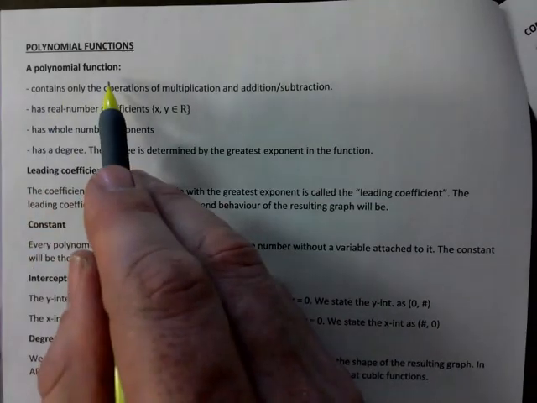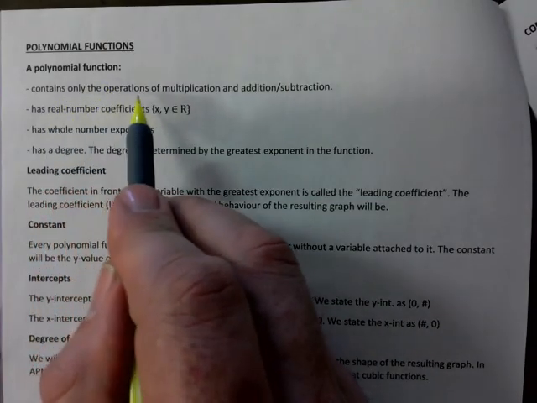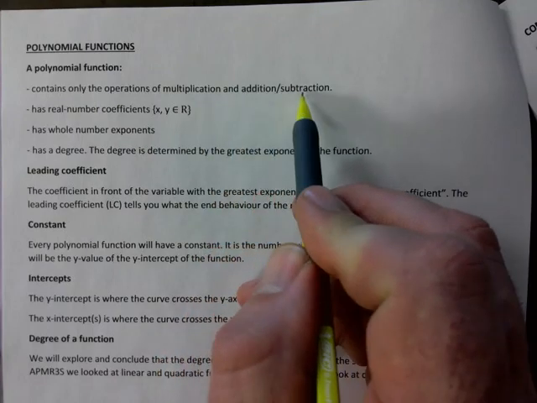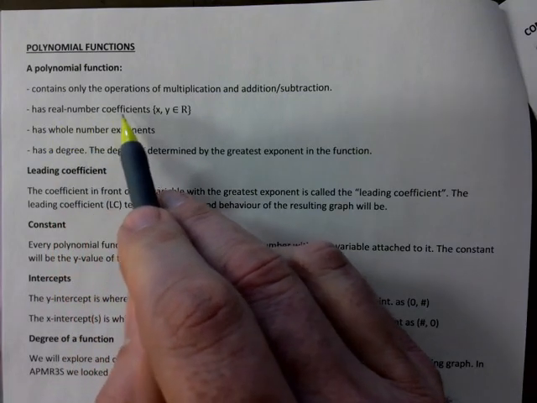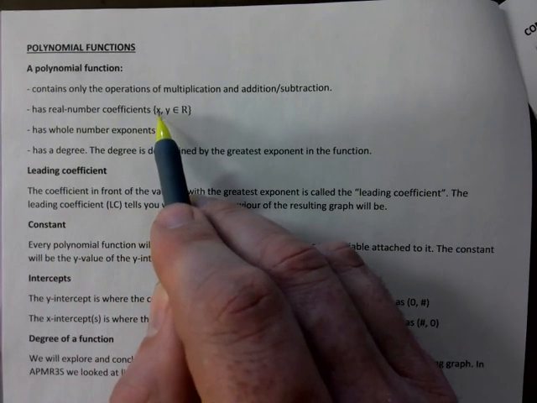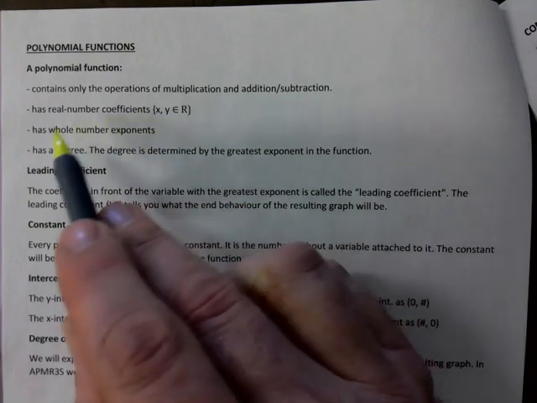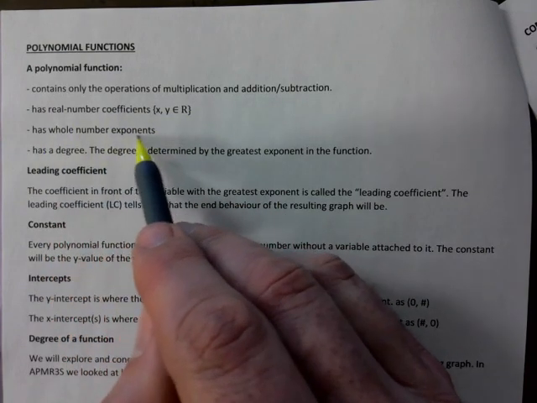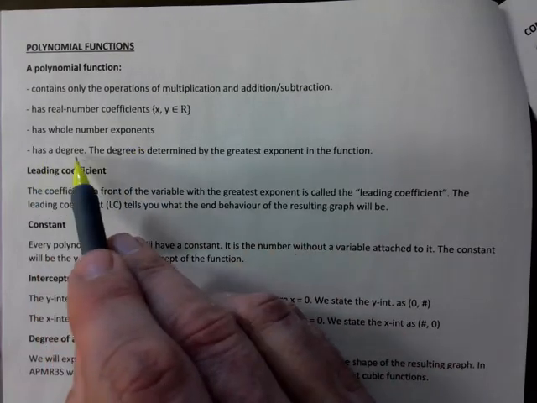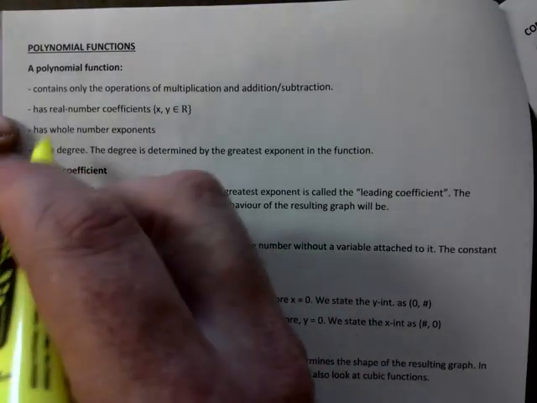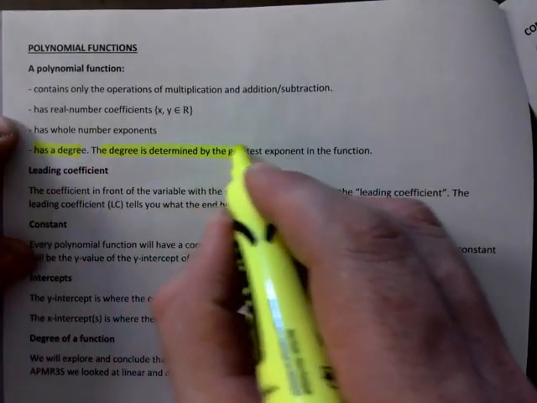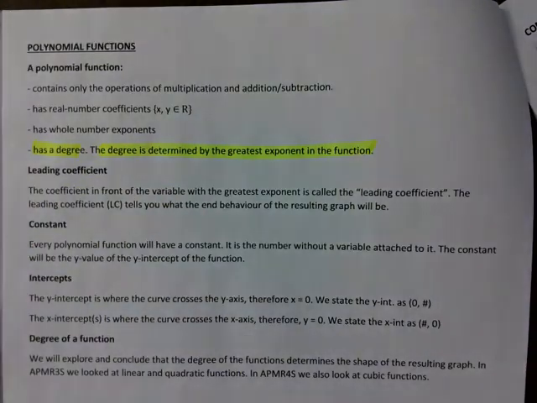A polynomial function contains only the operations of multiplication and/or addition/subtraction, has real number coefficients, so where x and y are part of the real numbers, whole number exponents, and has a degree. And how do we determine the degree? The degree is determined by the greatest exponent of the function.